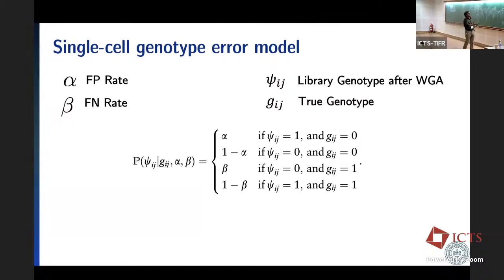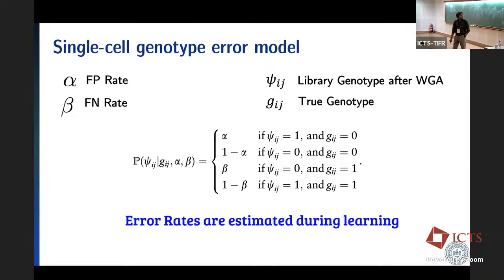Now you can imagine, where do we get the values of alpha and beta, okay? They can be estimated during the learning process. As I said earlier, we can assume a prior distribution for alpha and beta, and while learning the tree and the genotypes itself, we can also learn alpha and beta, okay?